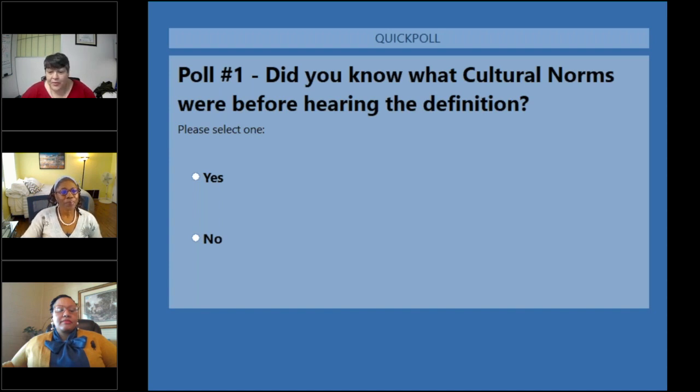So that brings us to our first poll question. Do you know what cultural norms were before hearing the definition? And you may or may not have. Norms are behaviors, right? It's our earliest learned ways of being, and those learned ways, whether right or wrong, will always elicit a practiced behavior going forward.